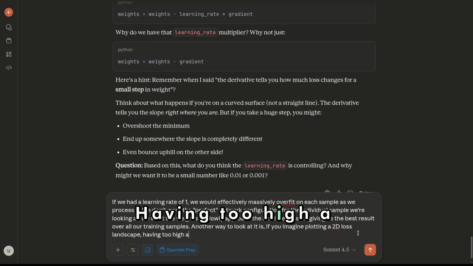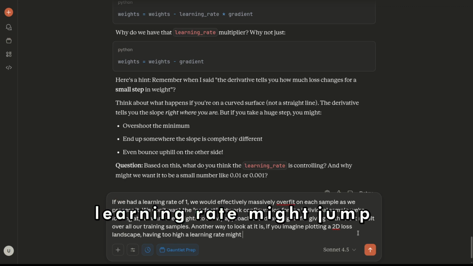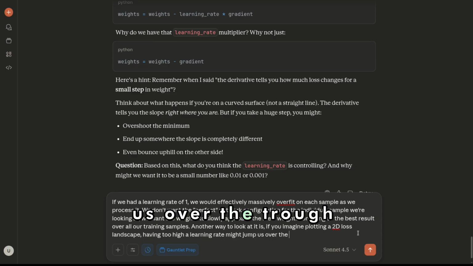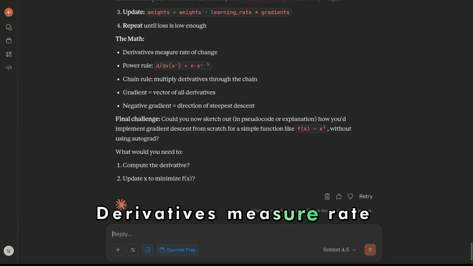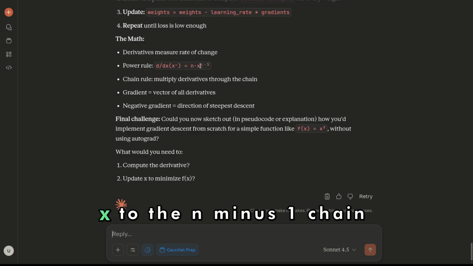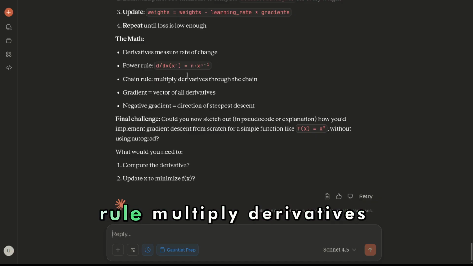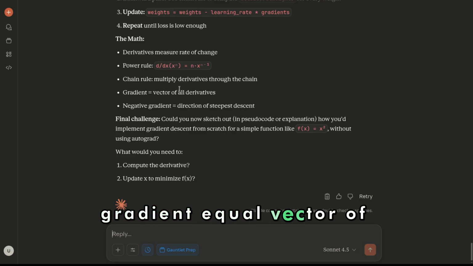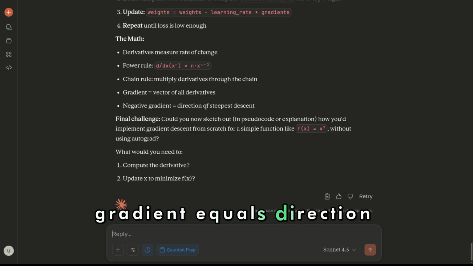Having too high a learning rate might jump over the trough that we're hoping to find. Math. Derivatives measure rate of change. Power rule: d over dx of x to the n equals n times x to the n minus 1. Chain rule: multiply derivatives through the chain. Gradient equals vector of all derivatives. Negative gradient equals direction of steepest descent.